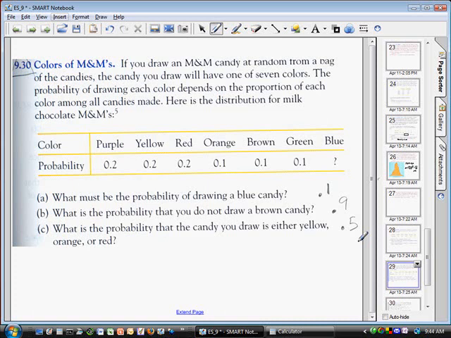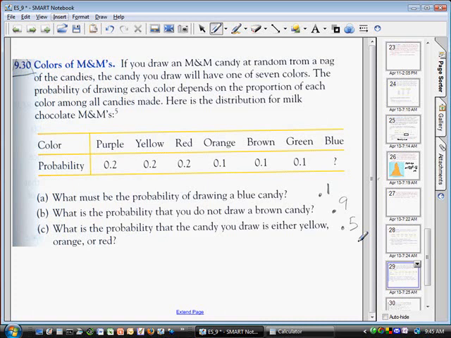So the question is, I know I've got the answers up there, but what must be the probability of drawing a blue candy? Well, you take a look and add up what you've got there, and you already have 0.9. And if this is a true probability model, and all are represented, then blue has to be 0.1, right? So that they add up to 1. What's the probability that you do not draw a brown? 1 minus 0.1.